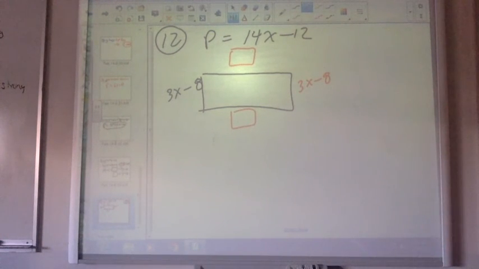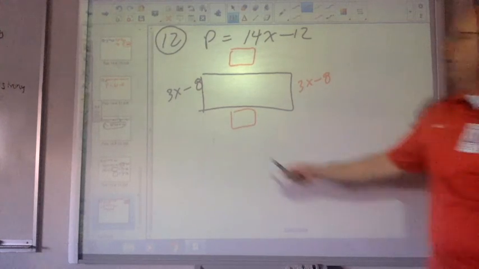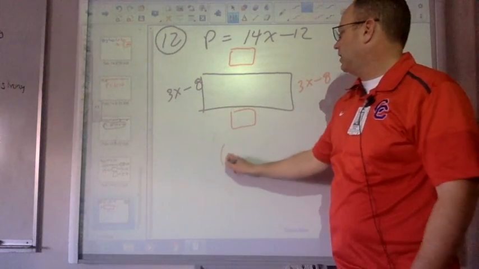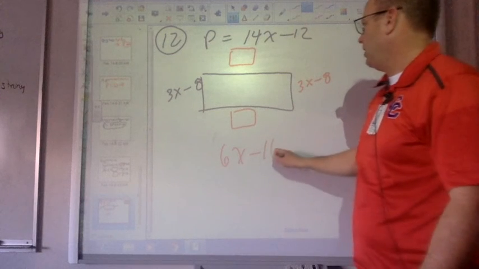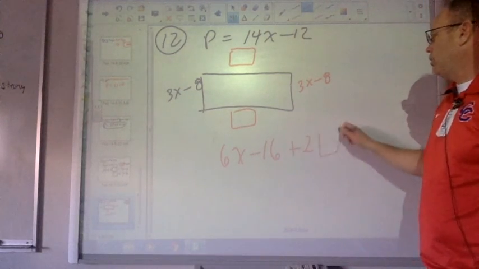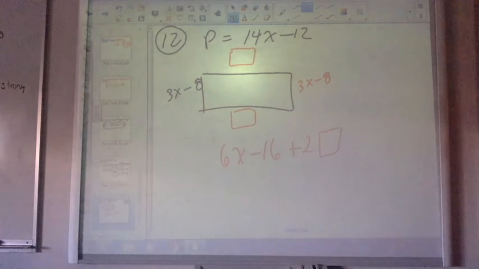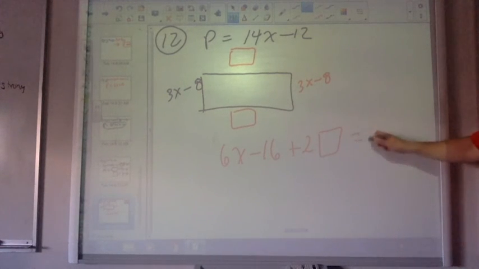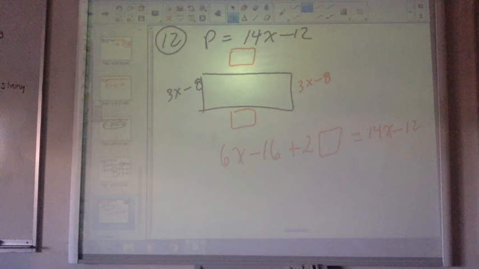Agreed? So let's do what we know how to do. If I can add this and this together, I'm going to get 6x minus 16 plus the two boxes. The boxes are unknown, right? And I get this. What do you think? Does that kind of make sense, what I just did? Yeah. It's not done yet. What I did is I knew one side was 3x minus 8 and the other side was 3x minus 8. So if I add those together, I get 6x minus 16 plus the top and the bottom, which we're just calling boxes. So where'd you get the 2 from again?